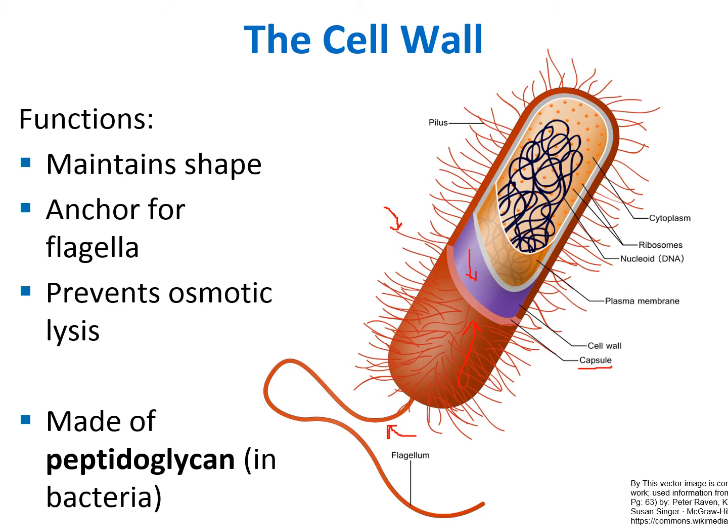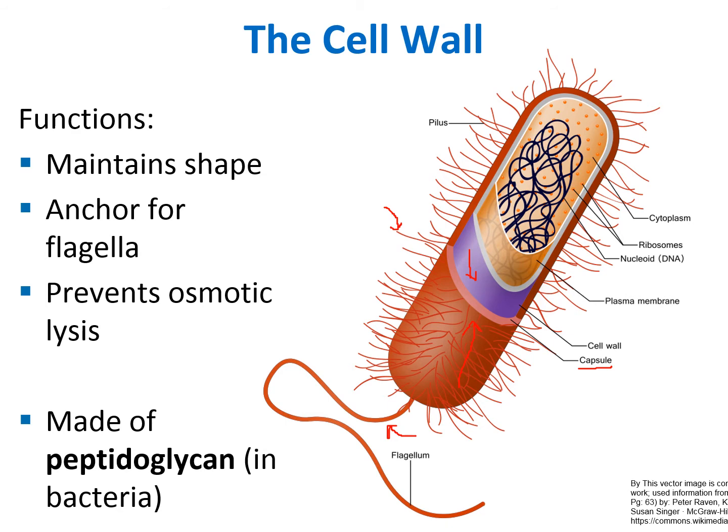The second function is that the cell wall anchors flagella to the prokaryotic cell. So remember, at the very base of your flagellum, you have these disc-like protein structures called basal bodies, and they are tightly associated with the cell wall of the bacterium. The third function of the cell wall is it prevents osmotic lysis. As you heard at the very beginning of this video, the cytoplasm of a prokaryotic cell is hypertonic to the environment that the cell is in. So the tendency is for water from the environment to actually flow into the cytoplasm of the cell.